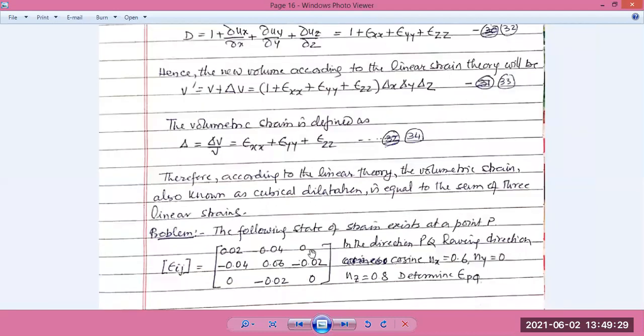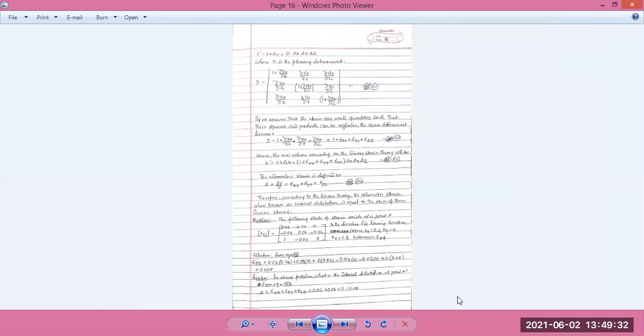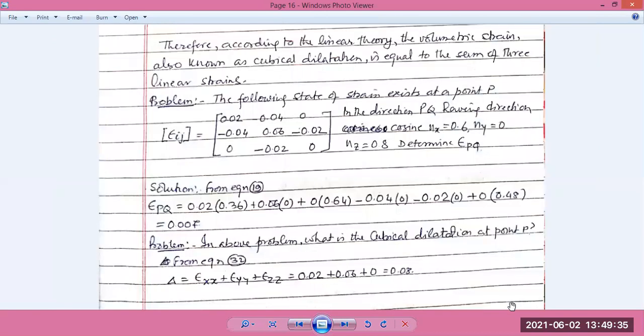Now, let us go through one problem, how you can solve it. Let us see. The following state of strain exists at the point x, y, z, given by 0.02, minus 0.04, 0; minus 0.04, 0.06, minus 0.02; and 0, minus 0.02, 0, which is given as this determinant D itself. Now, what will be the epsilon PQ?